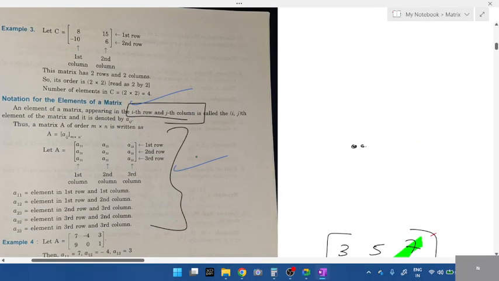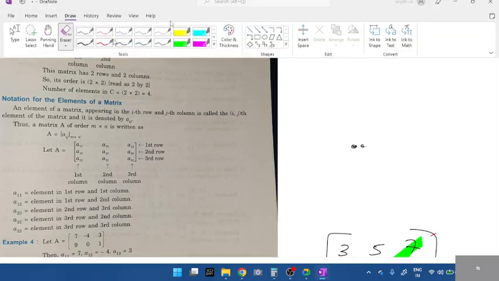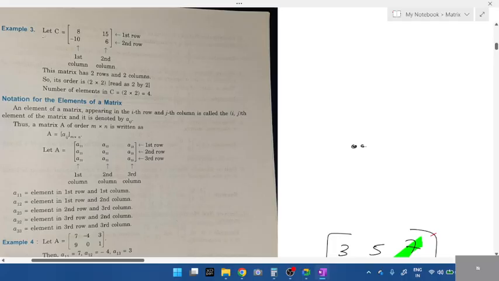Next one, example 3. What is given in example 3? How many rows and how many columns are there? Tell me, 2 rows and 2 columns. It is read as 2 by 2. We don't call it 2 into 2. This is not multiplication. We call it 2 by 2. So total 4 elements are there.